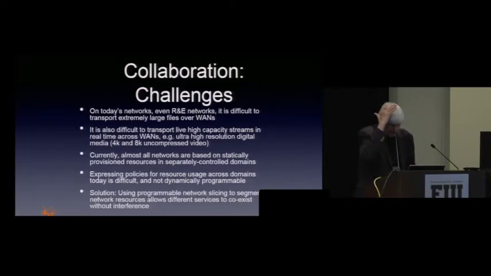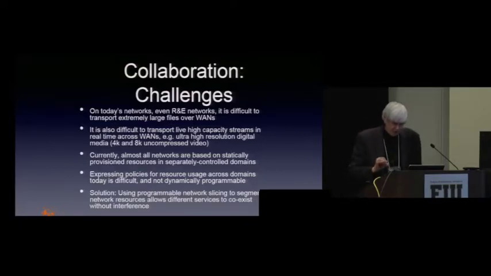So collaboration challenges. On today's networks, even R&E networks, it's difficult to do certain things. And we've picked two examples here. One is, if you're a scientist and you want to send an extremely large file from Kansas to California, you simply can't do it. And we continually run into scientists who are sending their files through FedEx and through the mail. Simply can't be done on the networks. Another is large-scale streaming. 4K media, which is 4,000 pixels horizontal and 2,000 vertical. 8K, which can be 8,000 vertical, 8,000 horizontal. Doesn't have a proper standard format, but some of these can be as many as 60 gig across the WAN. Today's networks can't do it.